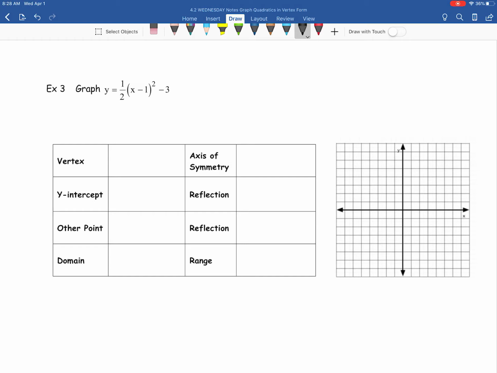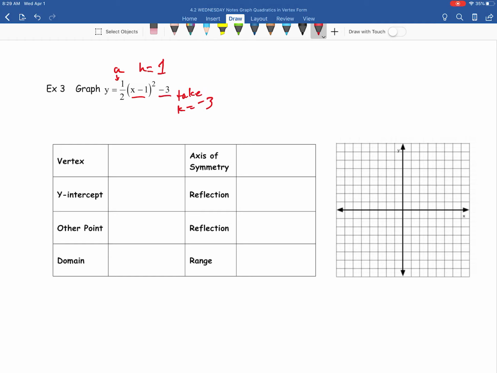Here we are at our example 3 from our 4.2 set of notes. We're asked to graph this quadratic in vertex form. And we're going to go ahead and start off by identifying our A, H, and K. So our A value is that 1/2 in front. The H value, again, we always just take the opposite of what's inside the parentheses. So since it says -1, our H value is actually normal 1. And our K value, we take just as it is. So K in this case comes out to be -3.